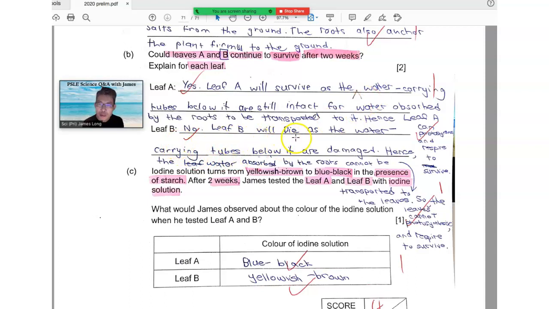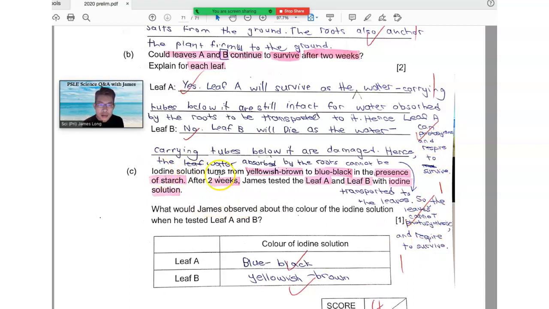Leaf B, of course it will die because water carrying tubes were damaged. So what if they were damaged? It means water cannot be transported all the way to leaf B. So leaf B cannot make food, it cannot photosynthesize, of course it will die. So the part about linking to food was missing in many of your answers.